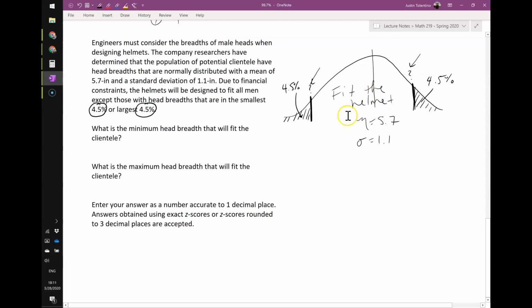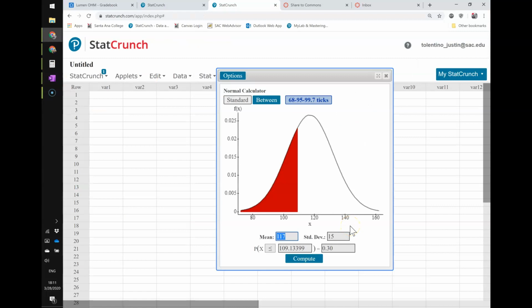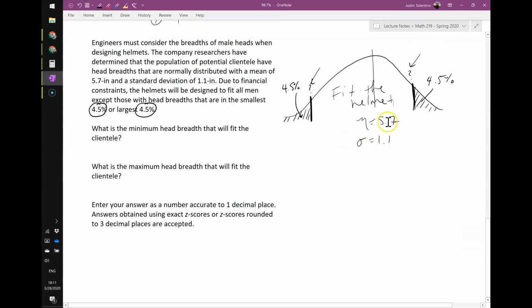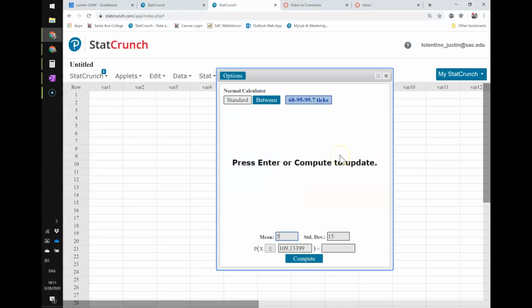So how do we use StatCrunch to get this? Well, let's put in the information that we have. We know that the mean is 5.7 and the standard deviation is 1.1. And let's start off with the lowest boundary.